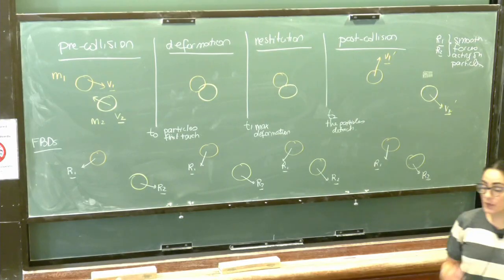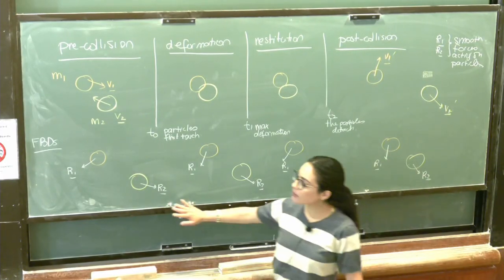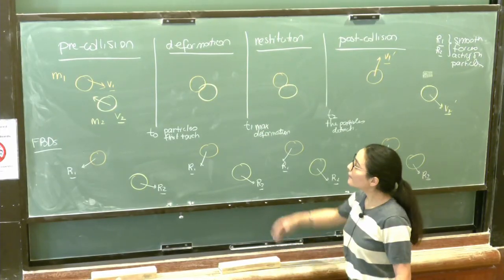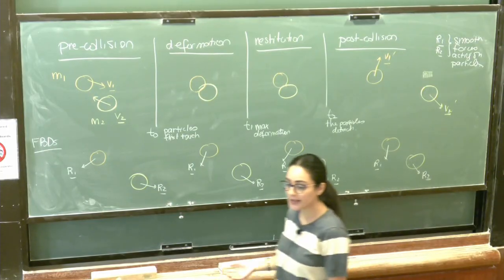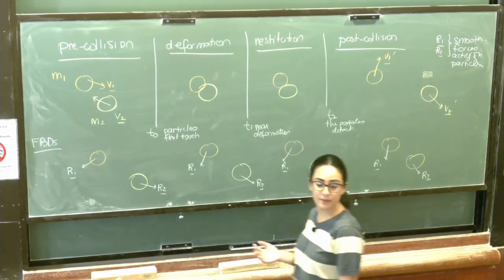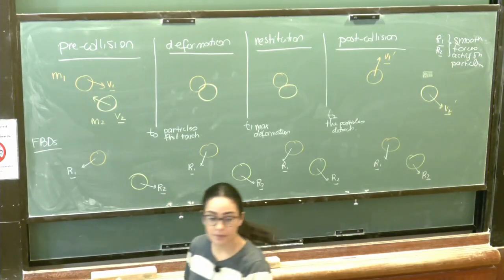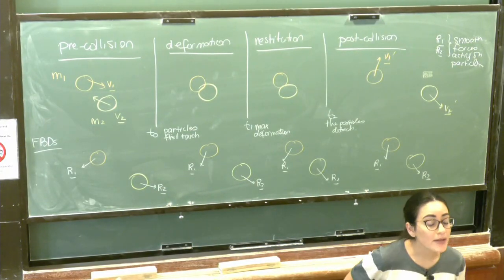Okay then. Since we're talking about forces, we were drawing the FBDs, then I can say that pre-collision and post-collision, these are the only two forces acting on the particles, R1 and R2. But then what about during deformation and restitution? What are the forces acting on the particle? What is it? Yes.